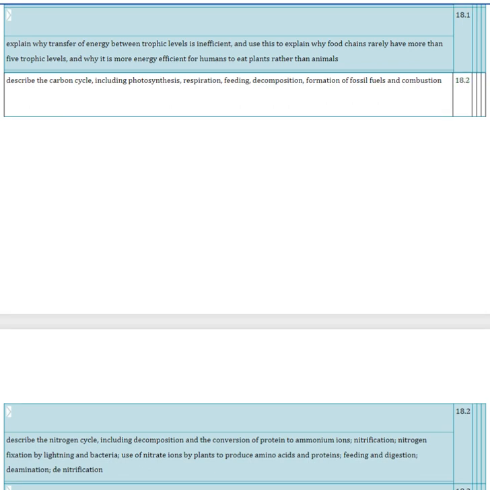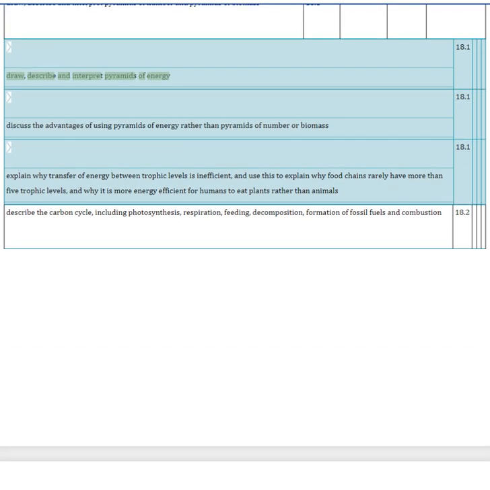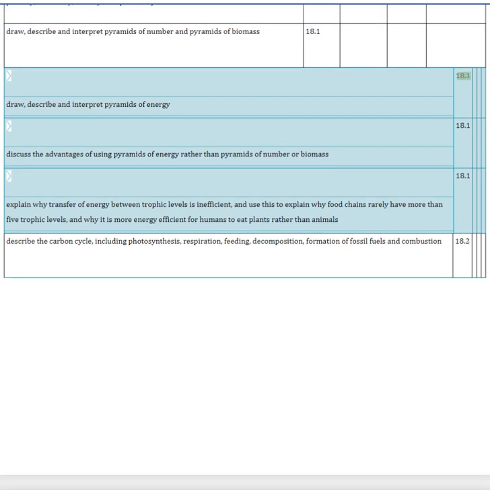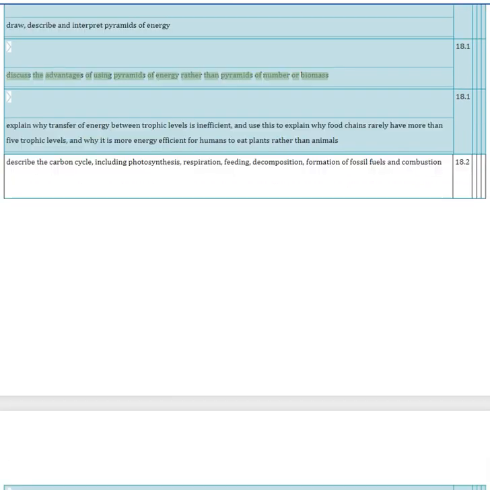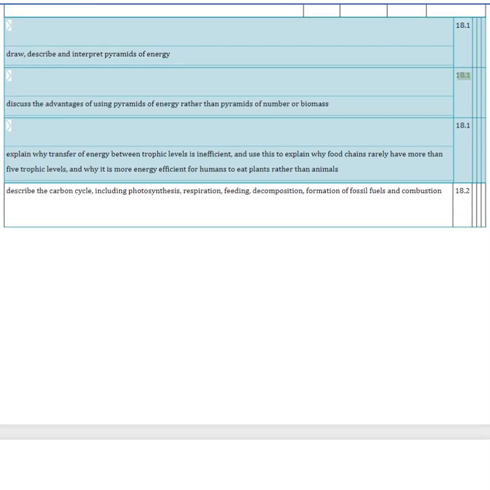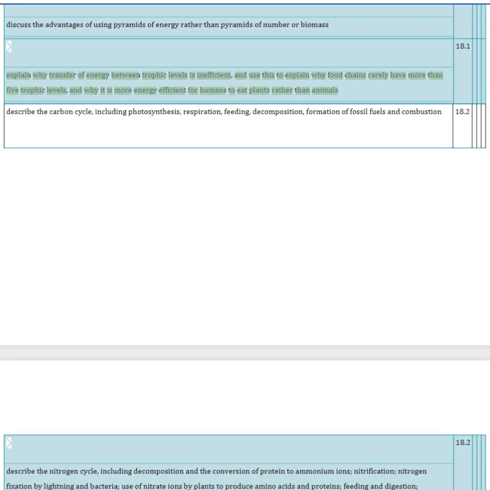18.2. Draw, describe and interpret pyramids of energy. 18.1. Discuss the advantages of using pyramids of energy rather than pyramids of number or biomass. 18.1. Explain why transfer of energy between trophic levels is inefficient, and use this to explain why food chains rarely have more than 5 trophic levels and why it is more energy efficient for humans to eat plants rather than animals.